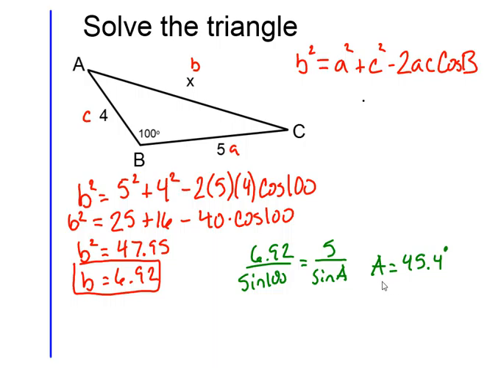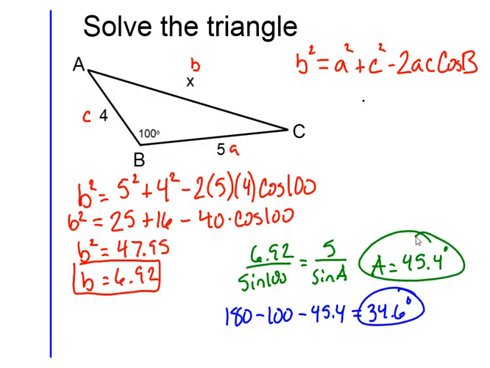Now that I have an angle A and a B angle, I can find the C angle pretty easily. I can do that by just taking 180 degrees, subtract the 100, which is the B angle, the 45.4, which is the A angle, to get my C angle. It comes out to 34.6 degrees. And there you go. That's how you use law of cosines to find one of the missing pieces.